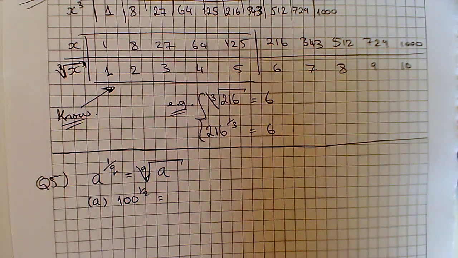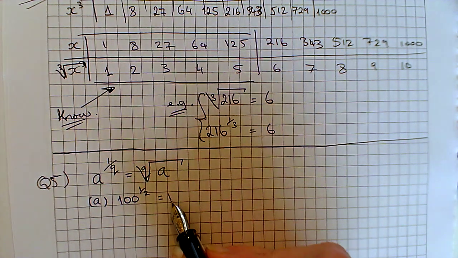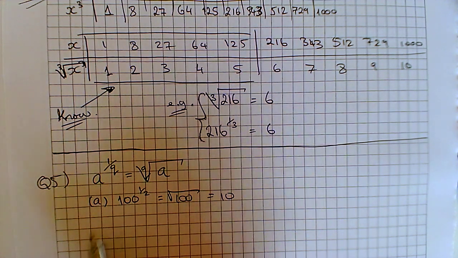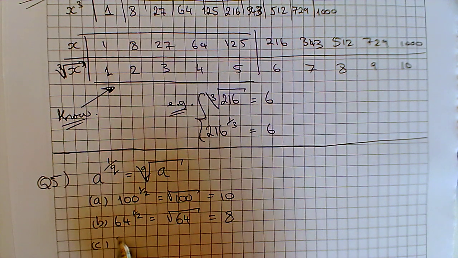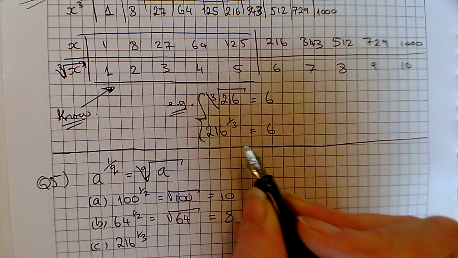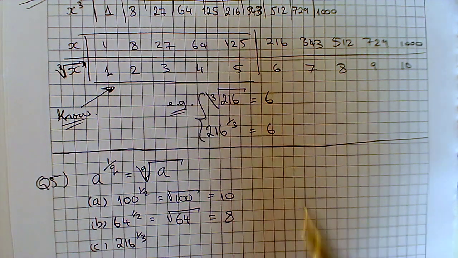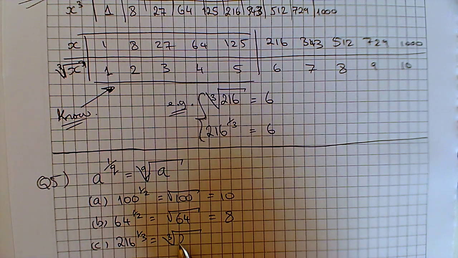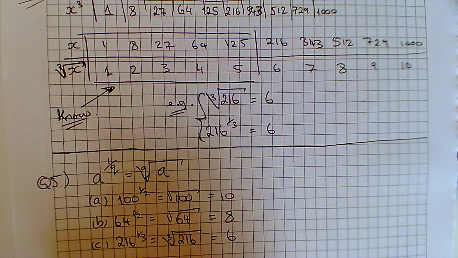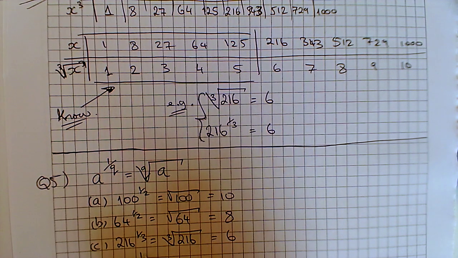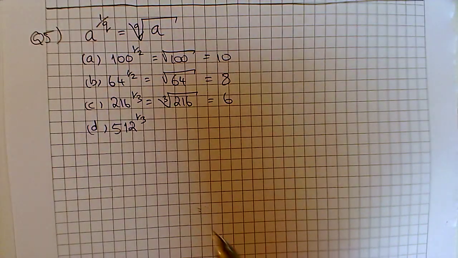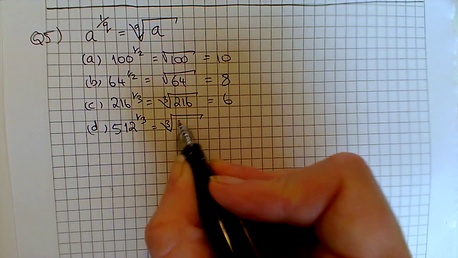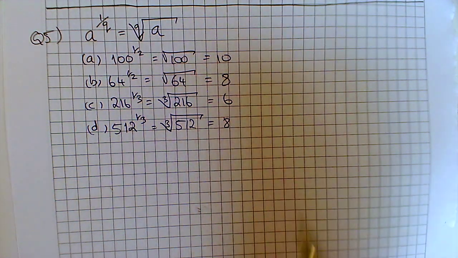100 to the power of a half means the square root of 100. So that's just 10. 64 to the power of a half means the square root of 64, so that's 8. 216 to the power of a third, we actually have it written up here already, means the cube root of 216, which is 6. 512 to the power of a third, going off the screen there, sorry. 512 to the power of a third means the cube root of 512, which is 8.